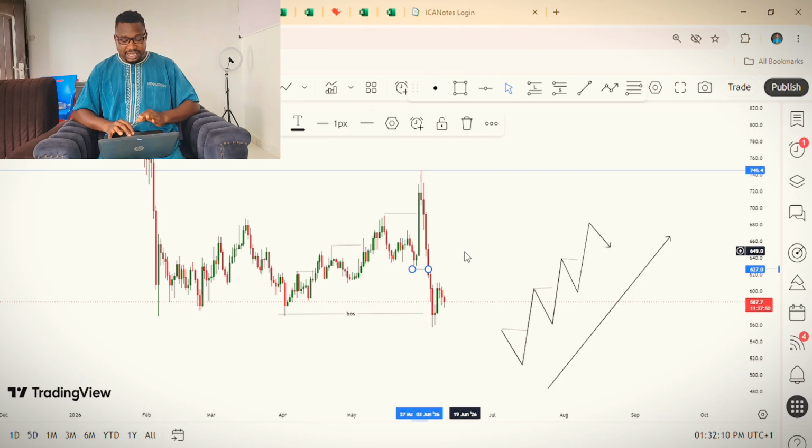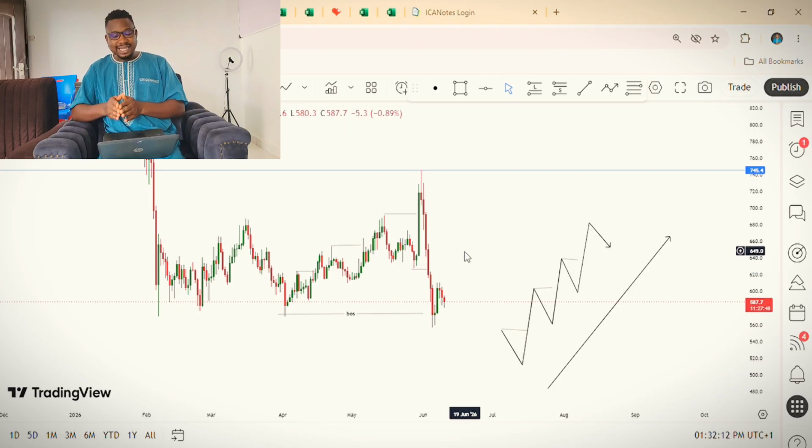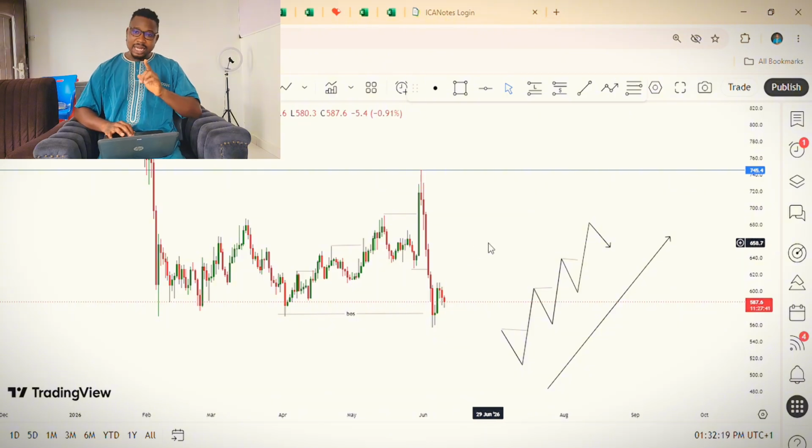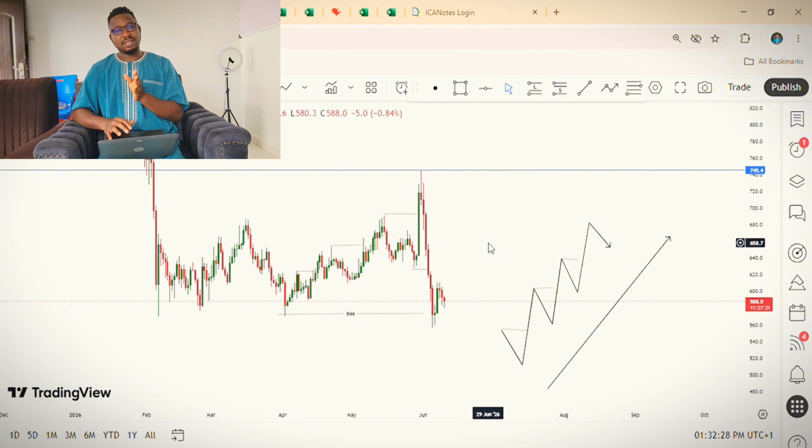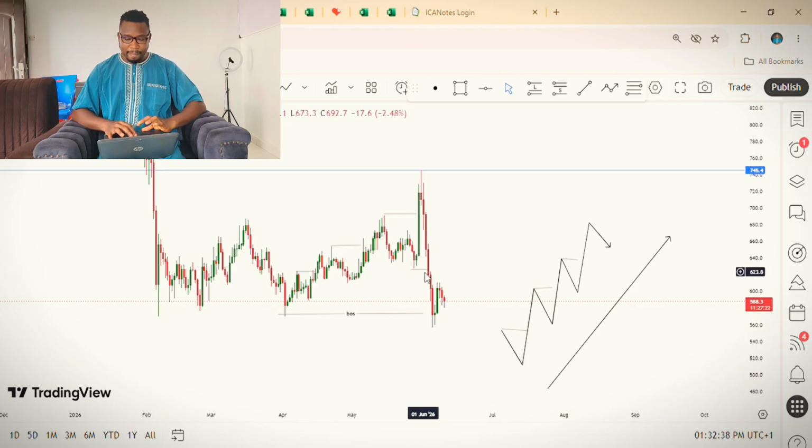So now that we have this change of character, do we now say that the market has reversed from being bullish to bearish? No. I told you guys, change of character alone does not signal that the market has reversed completely. It is just telling you that the market is about to reverse. It is not that we have actually reversed. So you have to put that in your mind. Now we have a change of character. We are not bearish. The market is still bullish.